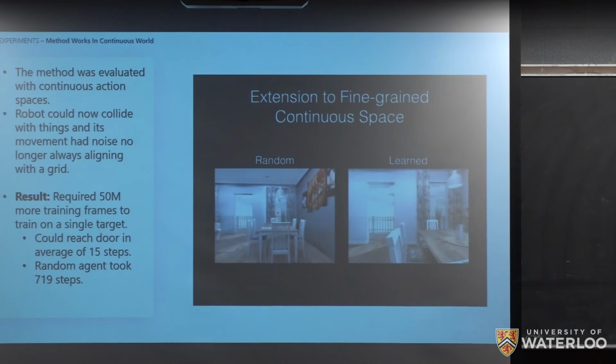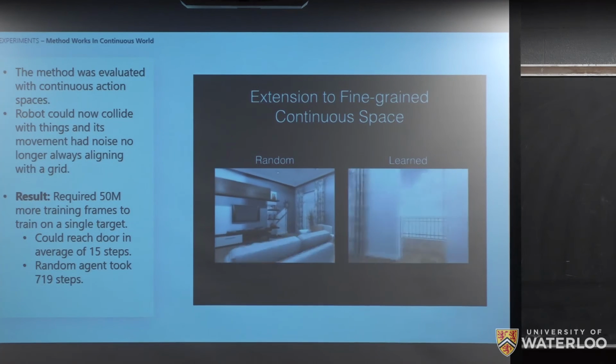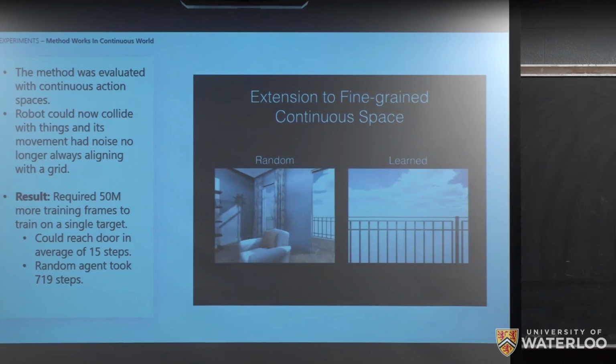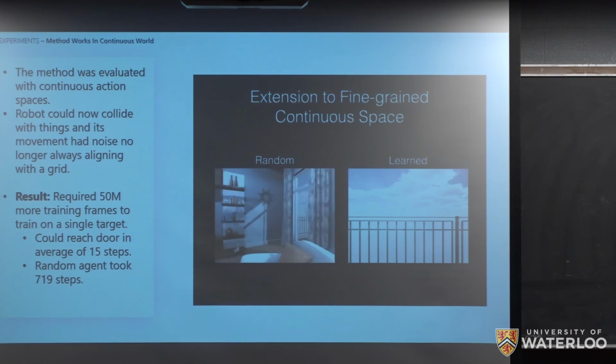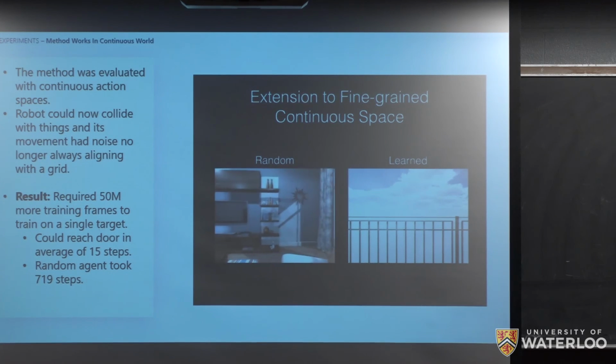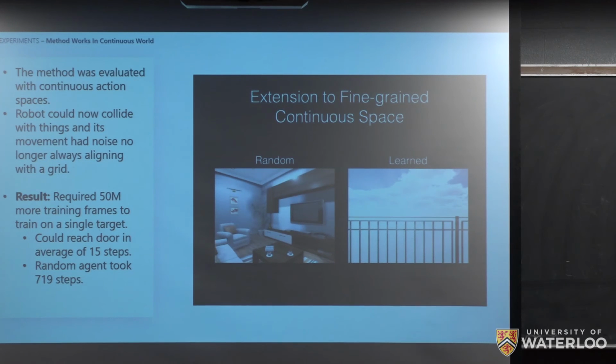Now we'll look at some experiments using continuous space. What continuous space means is that instead of always having half-meter steps and 90-degree turns, there's now noise as well as collisions with the environment. So if the robot hits something, it might just stop or it might push that object away. So they trained it using this sort of environment as well.